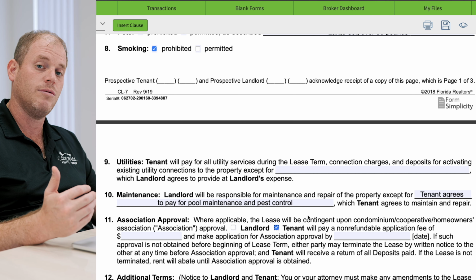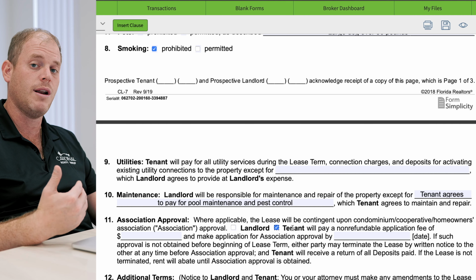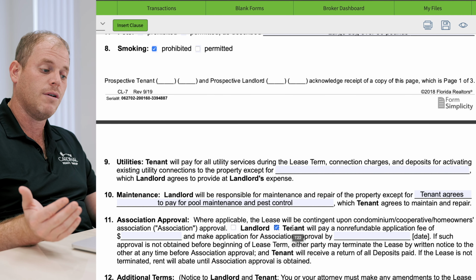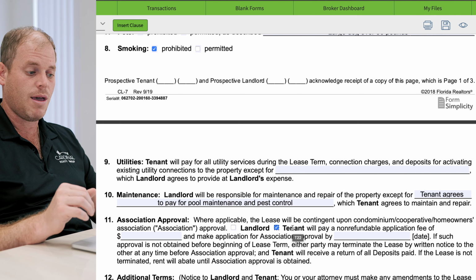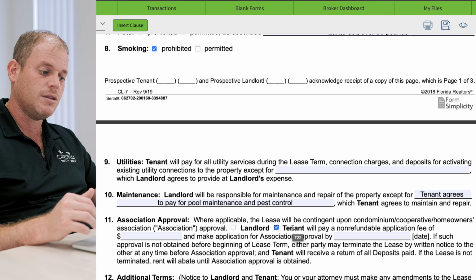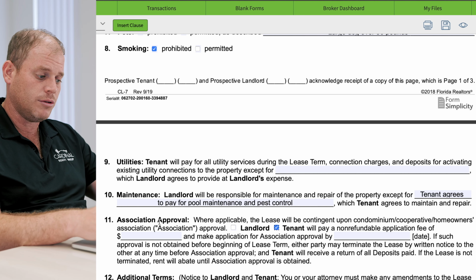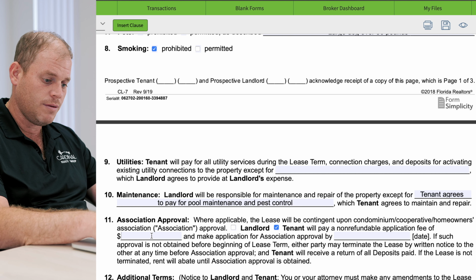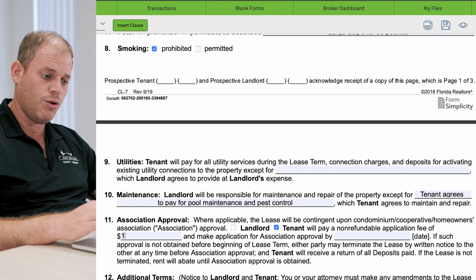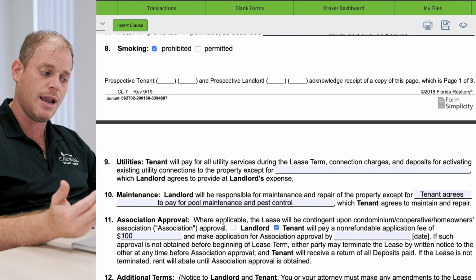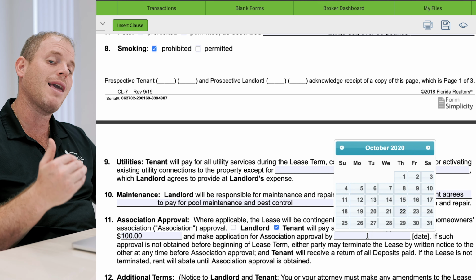And actually, you're drawing up the offer, so you can offer whatever you want. I'm going to offer that my tenant will pay for it. Okay, so that is the offer we'll make here. And if the application fee is $100, then you will just type in 100 here. Okay, and you have to make application for approval by a certain date. Not actually get approved, but you have to at least get started, start moving.